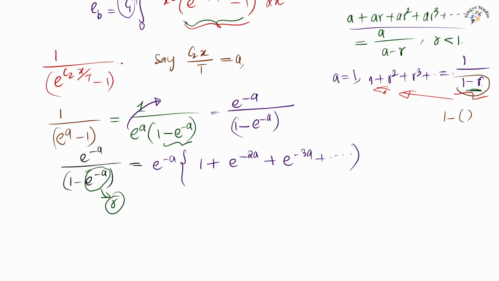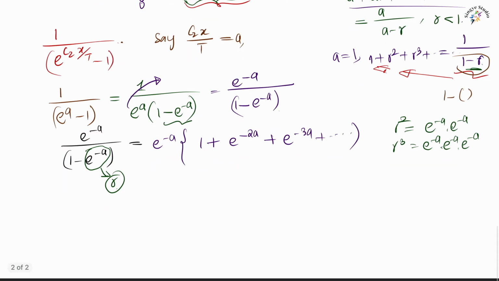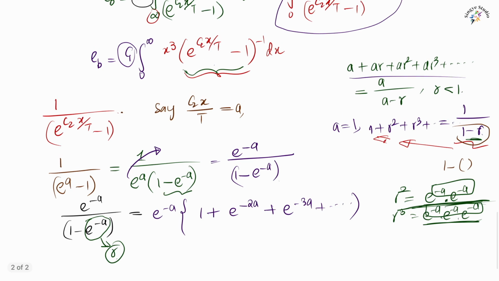With this r, if we square it, you are saying e^(-a) times e^(-a). If you cube it, you are saying e^(-a) times e^(-a) times e^(-a). When we have the same base, you have to add the exponents only. Therefore we can write this whole thing like this.